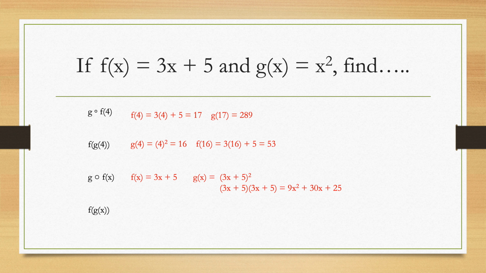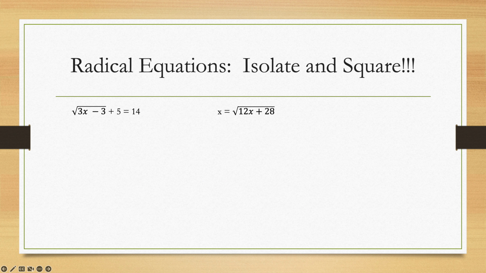Okay, f of g of x. Now we hand the x to g first. Again, if you give g a specific input of x, it gives you a specific output of x squared. That x squared is then given to f, and f takes its input, represented by x in general, but in this case specifically x squared, and I get 3 times x squared plus 5. Okay, so as far as composition of functions goes, that's a really thorough understanding of it. And if you can do all of those, you are in great shape. Okay, let's do some radical equations here.